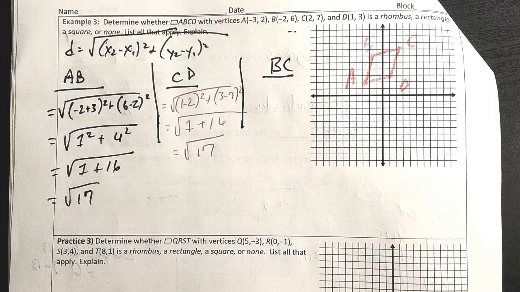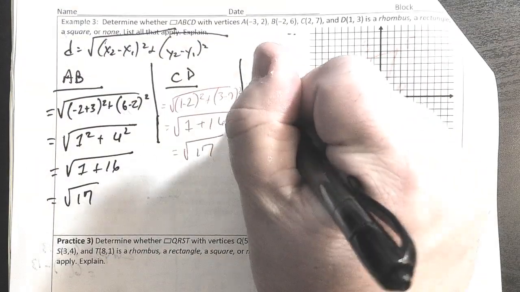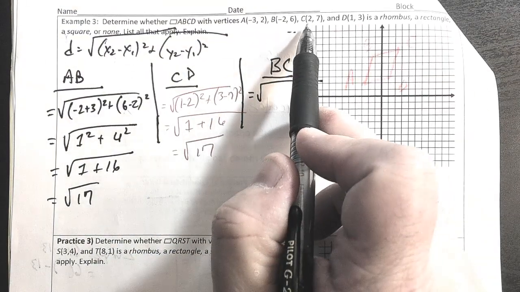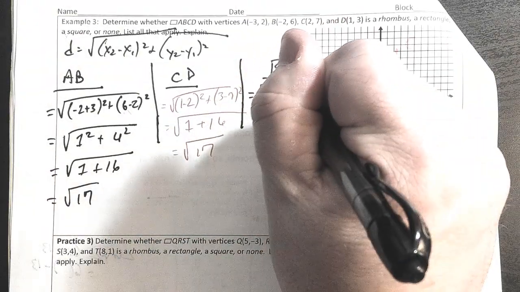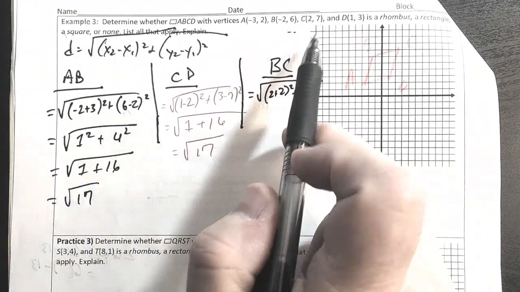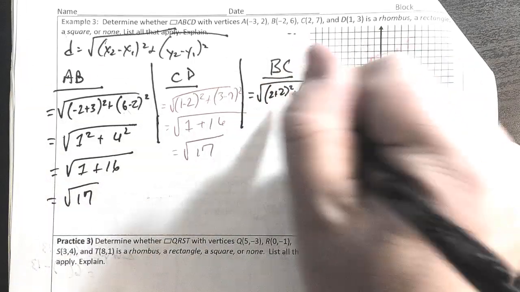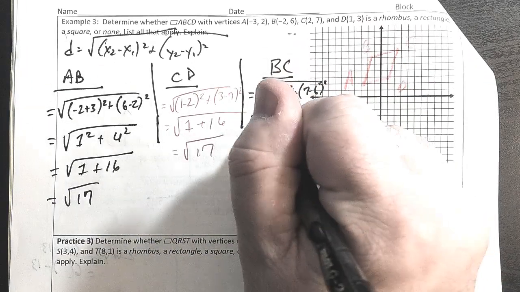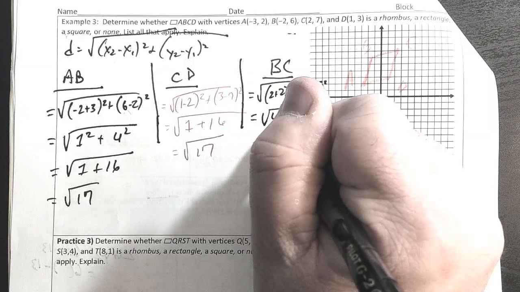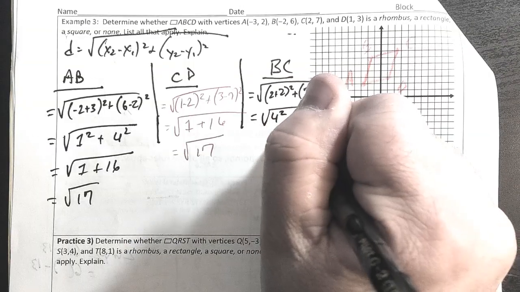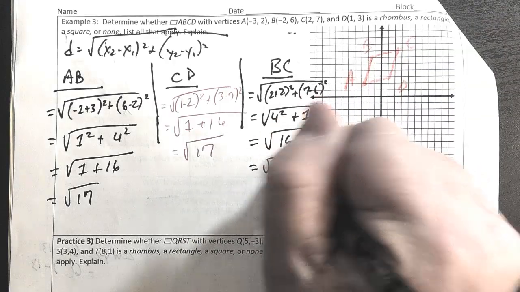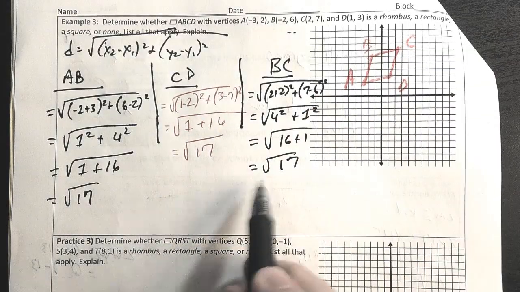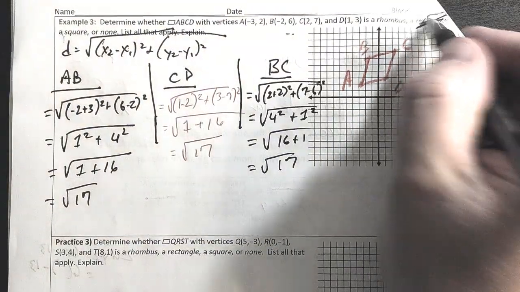Let's see, and they kind of look the same to me, but let's just look. All right, so BC. All right, 2 minus -2, so 2 plus 2. And then 7 minus 6. So you got 4 and 1 again. All right, so 4 squared and then 1 squared, which is going to be, again, 16 plus 1, which is 17. So we have 3 sides that are congruent, so it's not a rectangle.